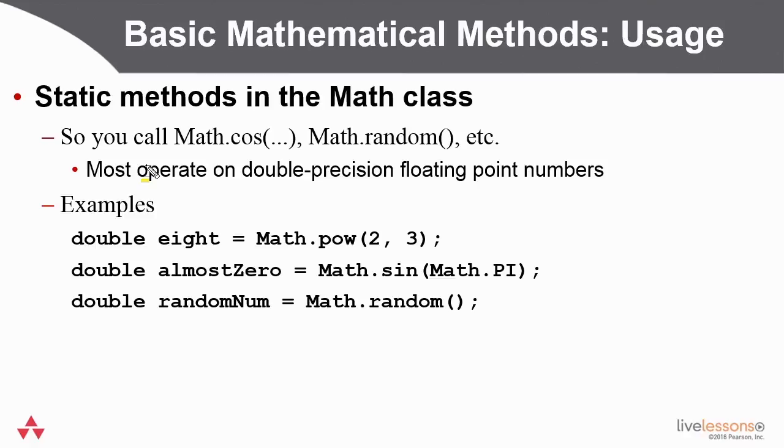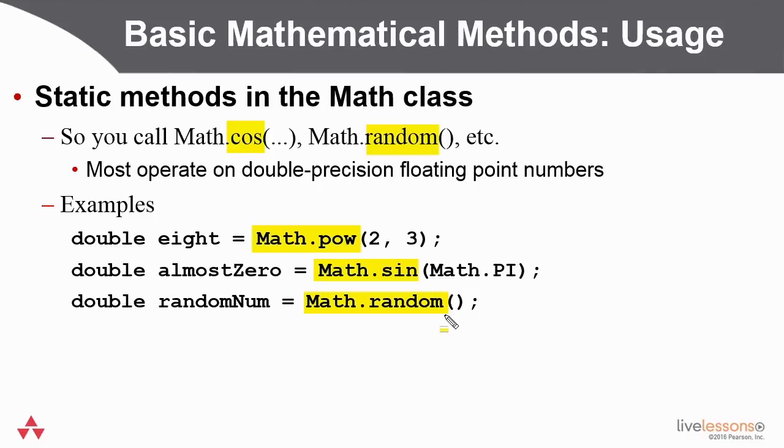In addition to the very simple operators, there's also a class called Math. And the Math class has a number of static methods like cosine and random. And these are widely used to do slightly more advanced mathematical operations than just addition and subtraction and division and multiplication and mod. So static methods are methods that you call on the class name. So you call Math.pow, Math.sin, Math.random, and so forth. So that's kind of the strategy for how you use it.